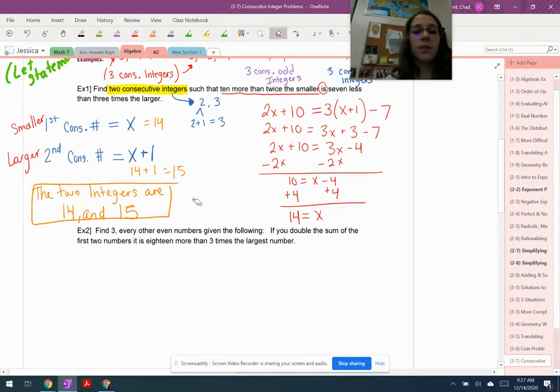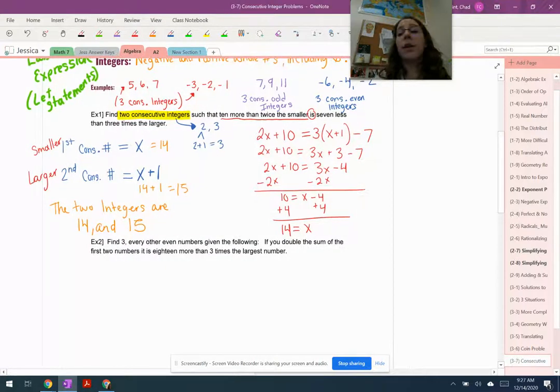I don't like my box there. Okay, so the two integers are 14 and 15. Remembering to plug it back in before you finish.